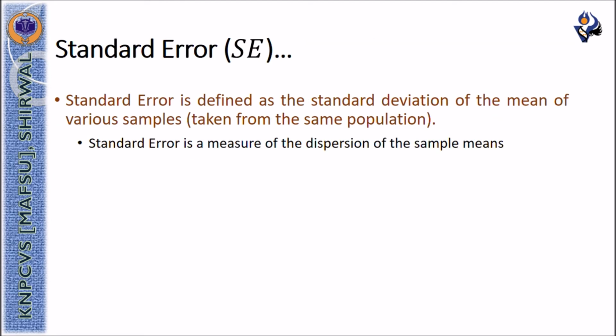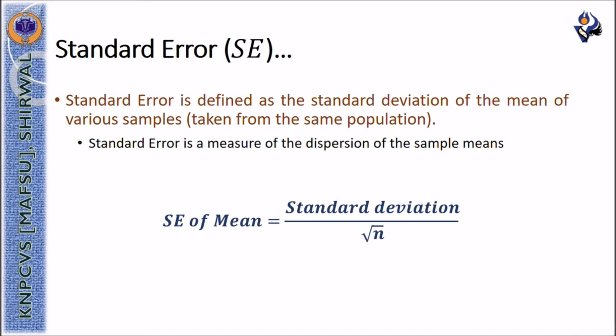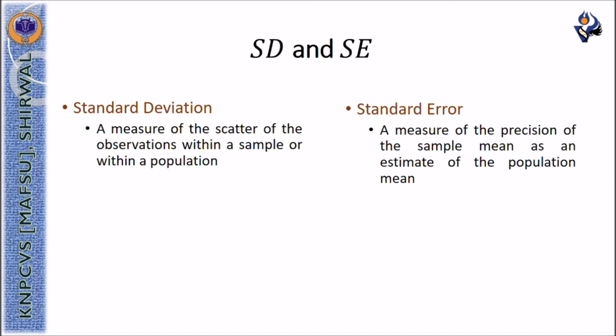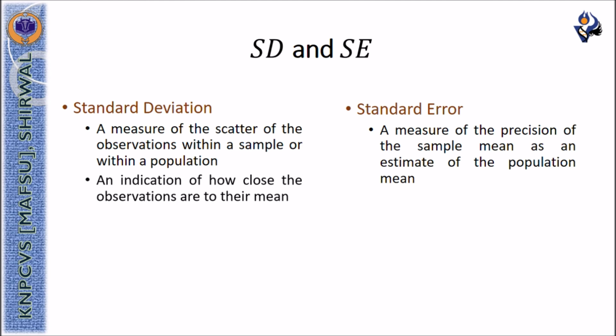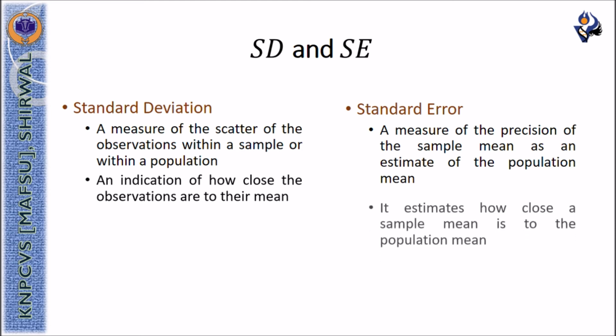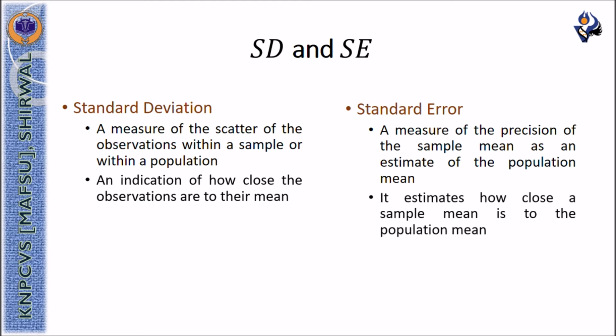Standard error is defined as the standard deviation of the mean of various samples taken from the same population, and is calculated with the formula standard deviation divided by under root small n. This slide presents the distinction between standard deviation and standard error. Standard deviation indicates how close the observations are to their mean, whereas standard error estimates how close a sample mean is to the population mean.